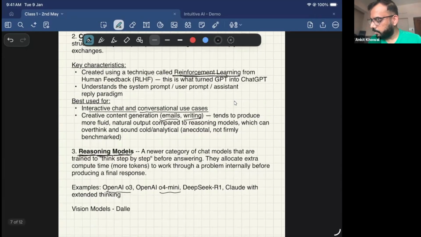And then there are vision models, which when you give in a text, it produces an image. So they are called vision models. I'll take a pause over here and see if there are any questions. I hope it's making sense, right?